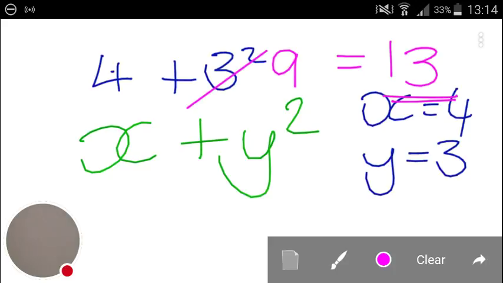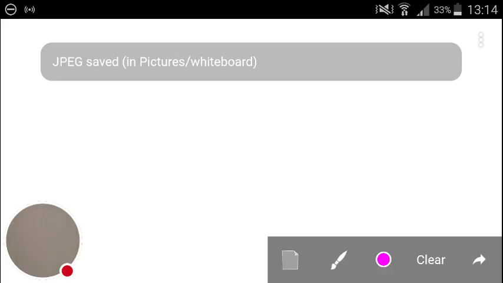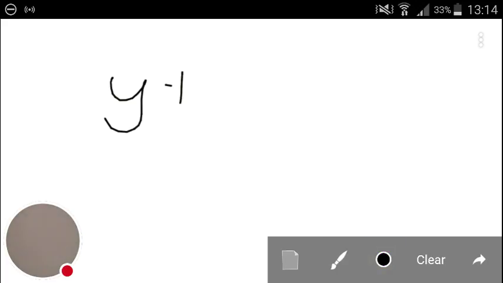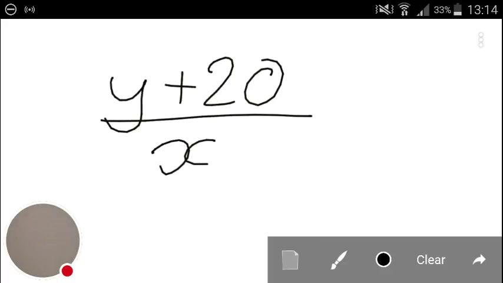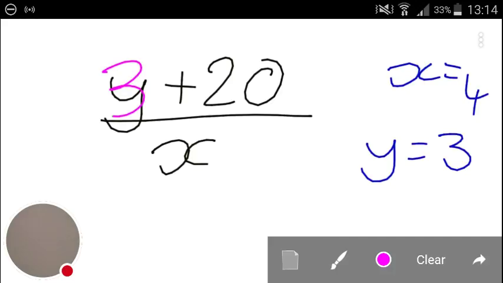Now, check that against your answer. The next one that we had was y plus 20 all over x. Again, x is 4, y is 3. Again, we can just substitute in. So here we've said y is 3, so we can put 3 over the top of y. And x is 4, so we can put 4 over the top of x.